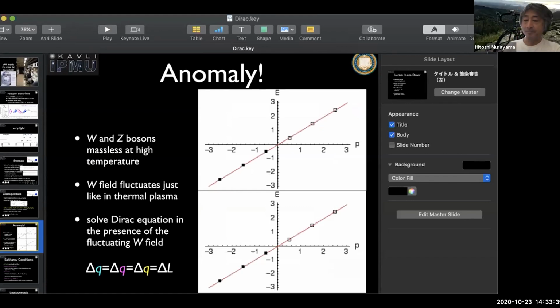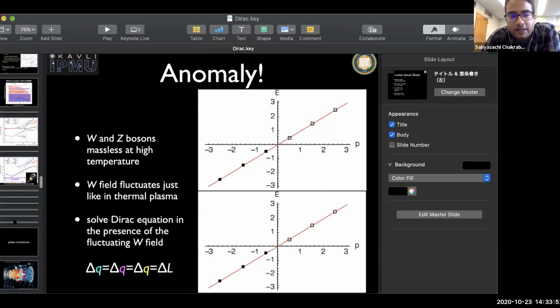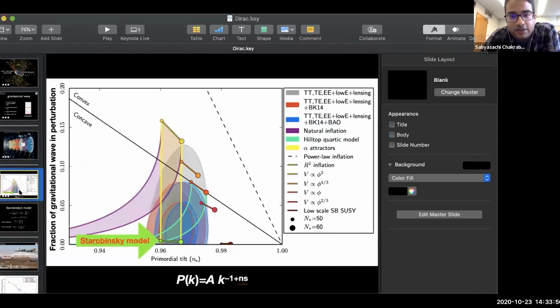Great question. Sabia? Yeah, hi. Although this was not mentioned in the talk, I was just wondering, the different inflationary models that you showed, do they predict completely different reheating temperatures, or is there any way to distinguish them based on the reheating temperature?